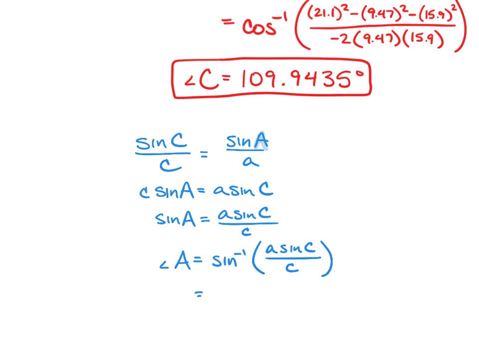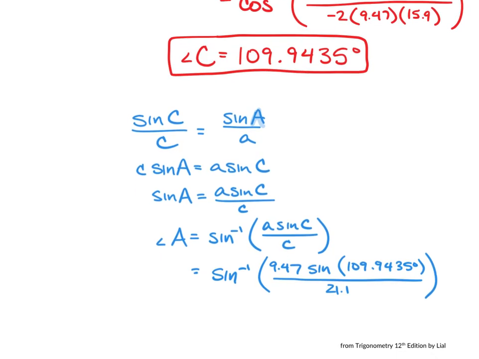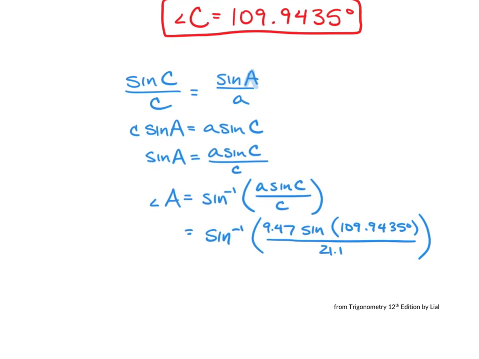We fill in what we know for this angle. We would do sine inverse of A, which is 9.47, times the sine of C, which we just found was 109.9435 degrees, all divided by C, which is 21.1. We calculate in one fell swoop. Oof, I'm already down at the bottom of the paper. It's fine. We're almost done. We get that angle A is 24.9546 degrees.